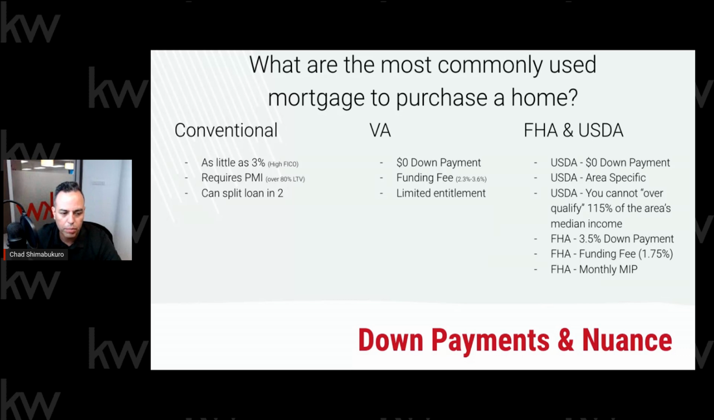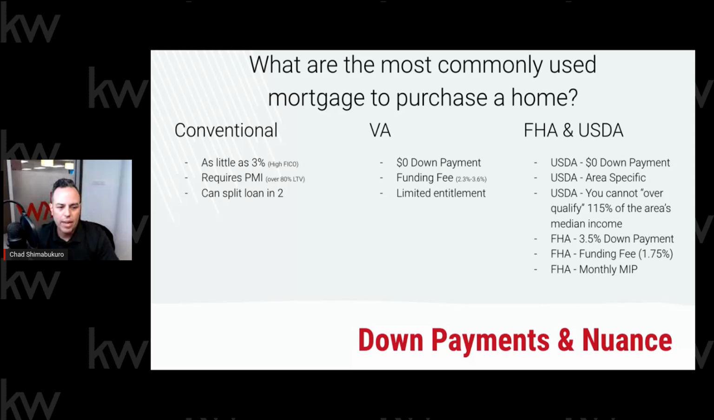FHA is 3.5% down. Yes, you can put more money down in any of those cases, VA, FHA, USDA, and that would simply lower your monthly payment. But if you're using the loan in the spirit of how it was created, it's going to be 0% down for VA, 0% for USDA, and 3.5% for FHA.